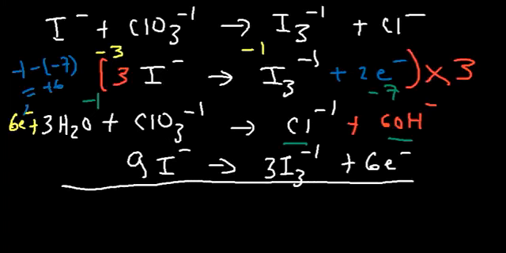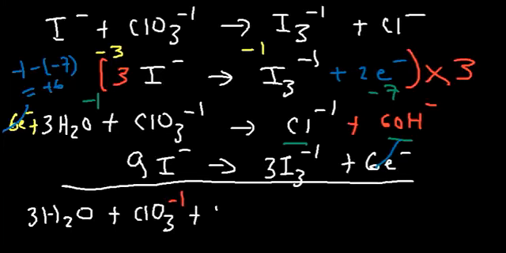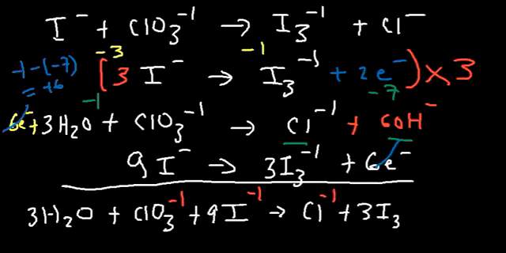So now let's add the 2 equations. Those will cancel. So we have 3 H2O plus 1 chlorate ion and 9 iodide ions. One chloride, three triiodide ions, and that is it. No wait, 6 hydroxide, almost forgot that one.